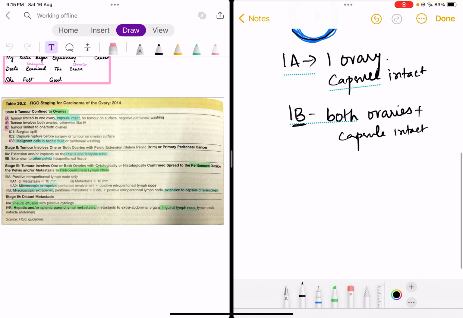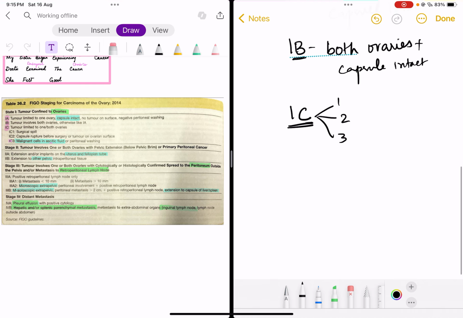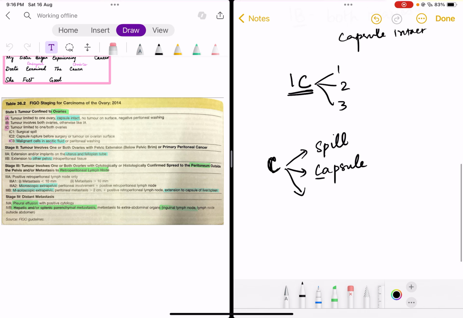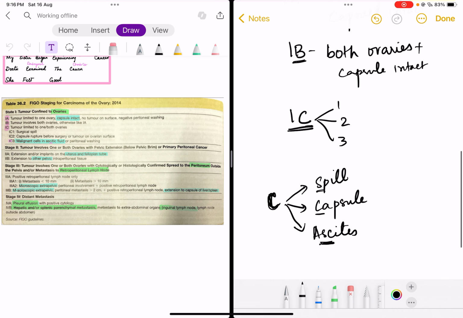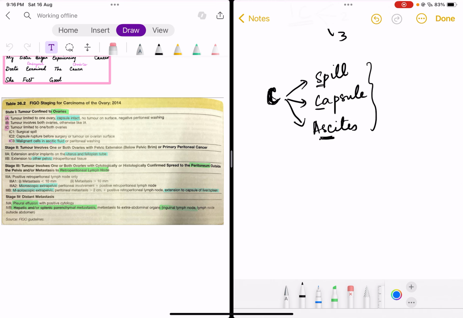So what about 1C? So C is your third alphabet. Therefore you will have 3 again, 1, 2 and 3. So the mnemonic for this would be C sounds similar to spill. C sounds, the capsule also starts with C. C sounds similar to ascites. So these are the 3 things. So how do you remember the order?